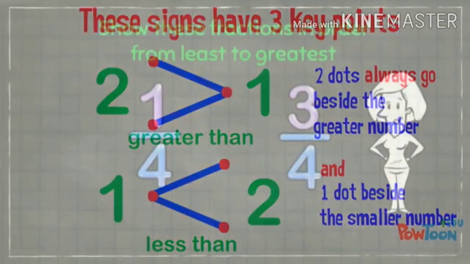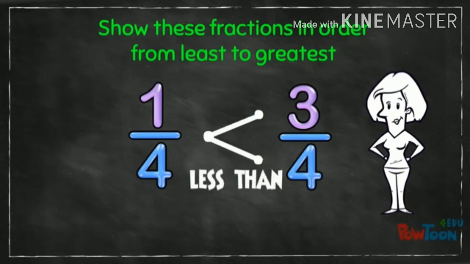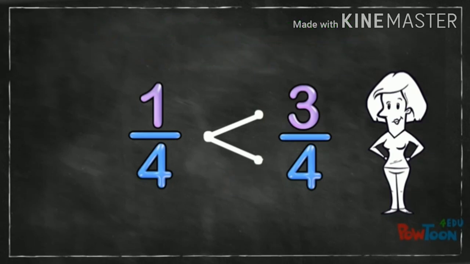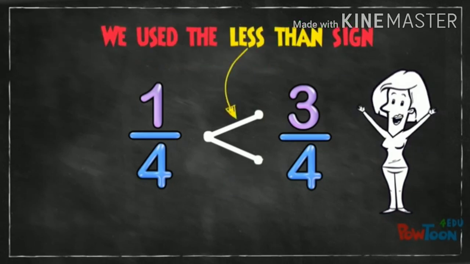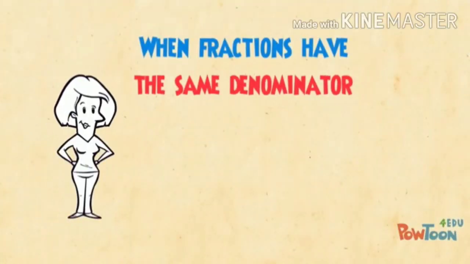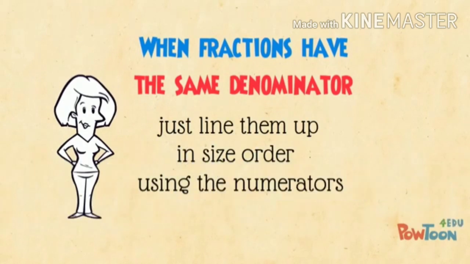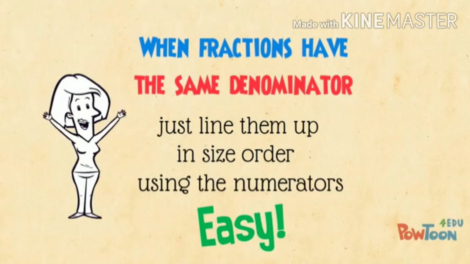Going back to our fraction pair, I put the 2 dots beside the greatest fraction and 1 dot beside the smallest fraction. Now, join the dots. 1/4 is less than 3/4. We used the less than sign without any confusion with this easy thinking. When fractions have the same denominator, we just line them up in size order using the numerators. Easy. We don't even need to use fraction strips.